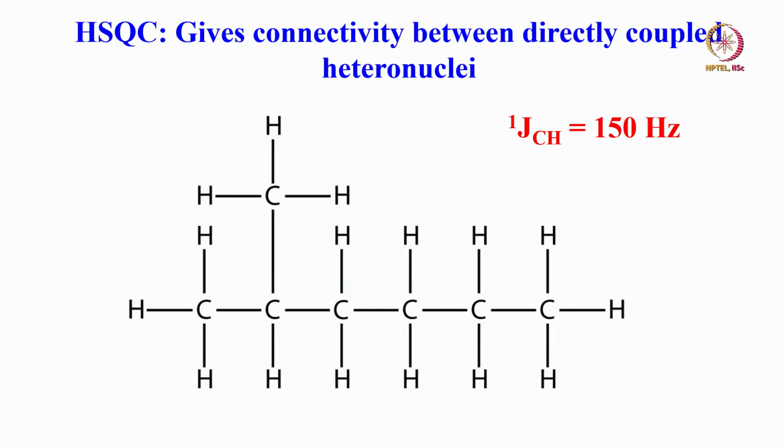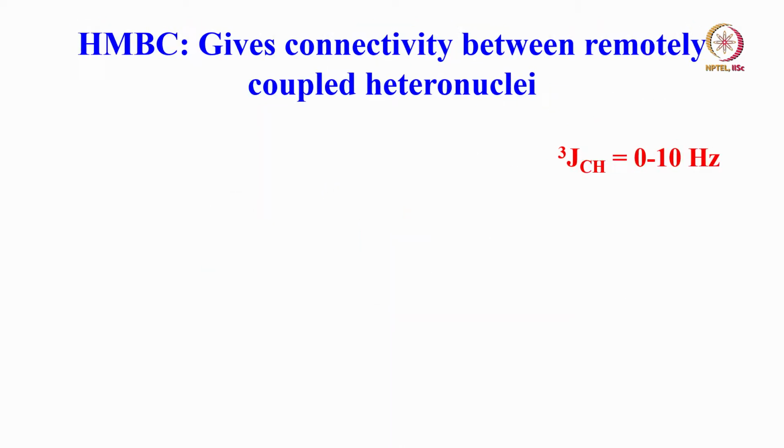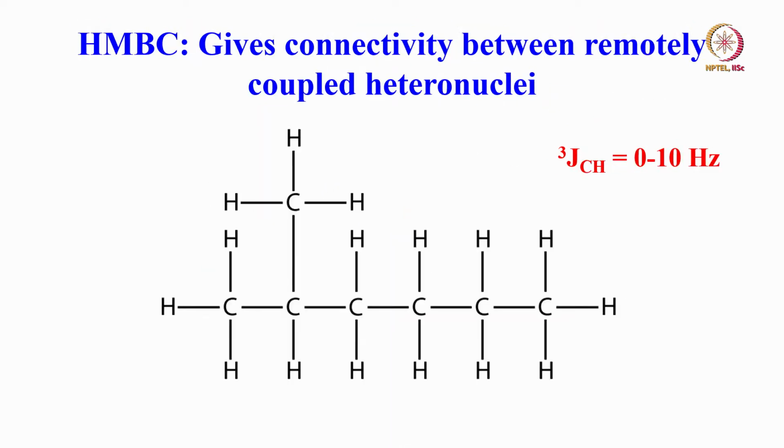So what HSQC gives is connectivity between directly coupled proton and carbon, analogous to HETCOR. If I have so many inequivalent carbons, I can say this carbon is coupled to this proton, this carbon is coupled to that one; this direct correlation information it gives. It is based on the direct one-bond proton-carbon coupling strength, which is approximately of the order of 150 hertz. You can use that and set up the experiment. If your mixing time is set for this, you will establish the correlation among directly coupled carbon and proton heteronuclei. HMBC gives connectivity between remotely coupled nuclei.